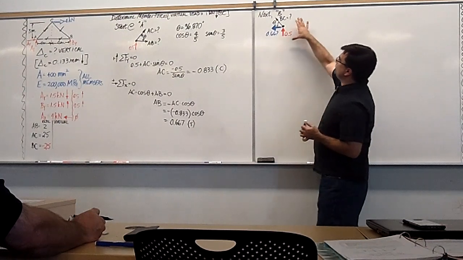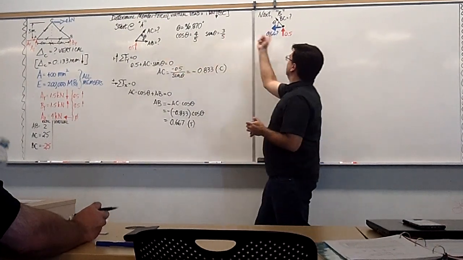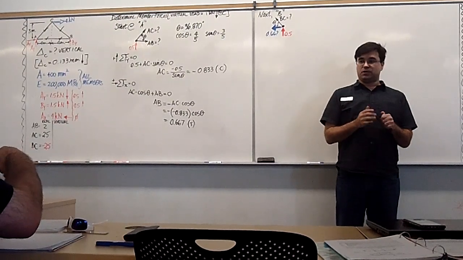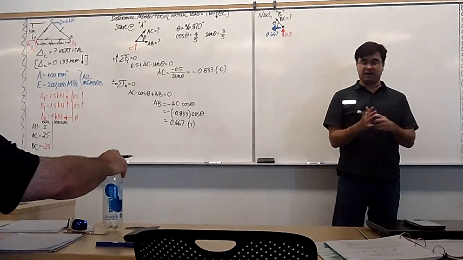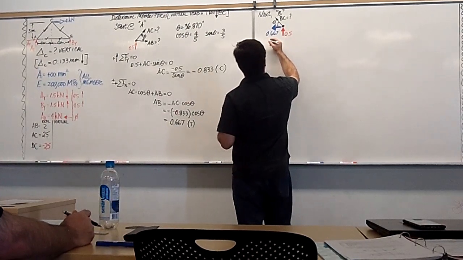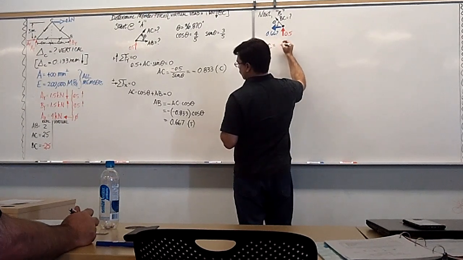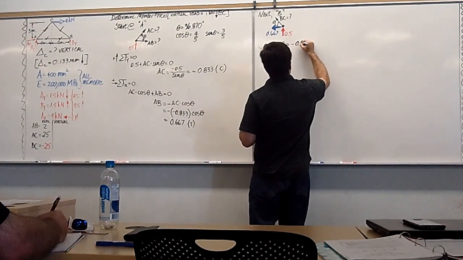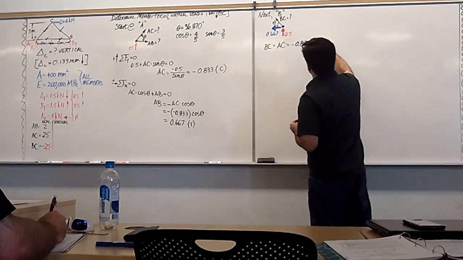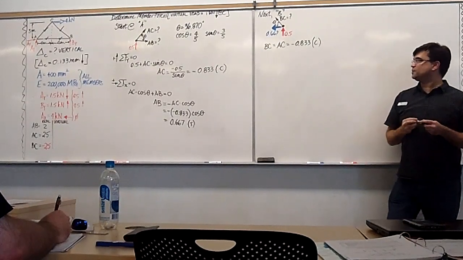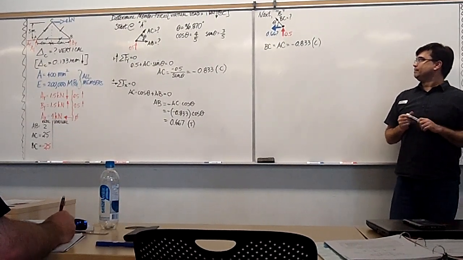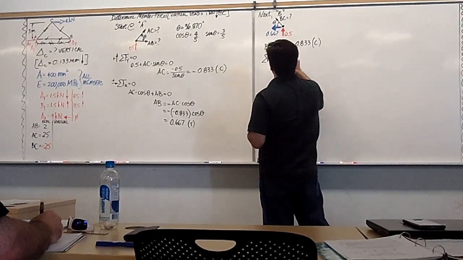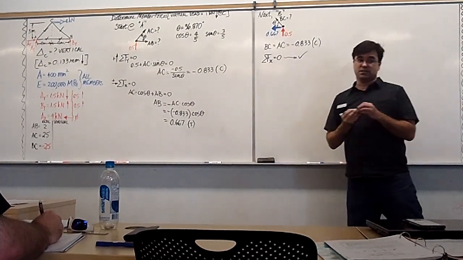Okay. What do you notice between B and A? They're a mirror image of each other, right? So are you expecting to get the same results? Yep. If done correctly, which we have, we're going to get that BC is equal to AC, which is 0.833 in compression. And then, if you were to do the sum of the forces in the x direction, you would get that it's actually equal to 0.